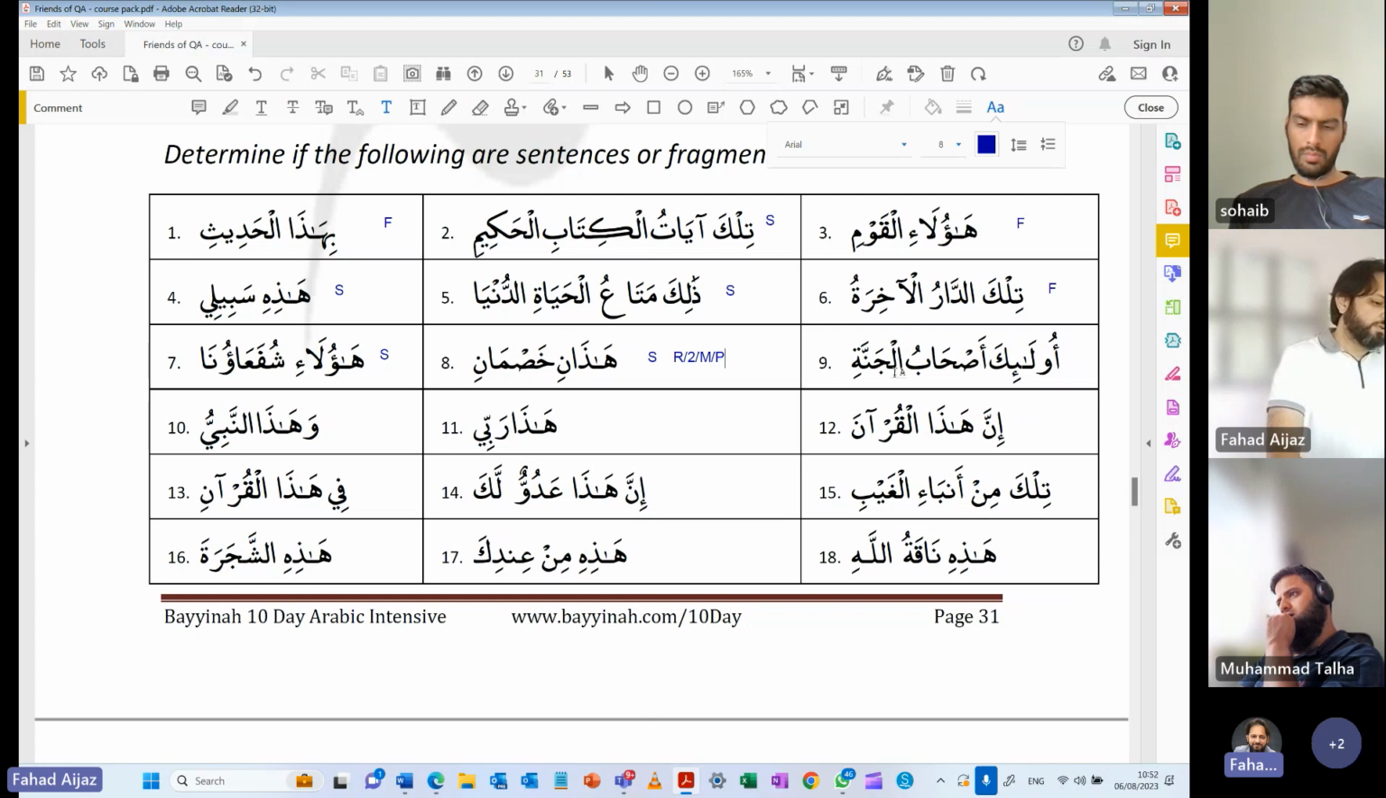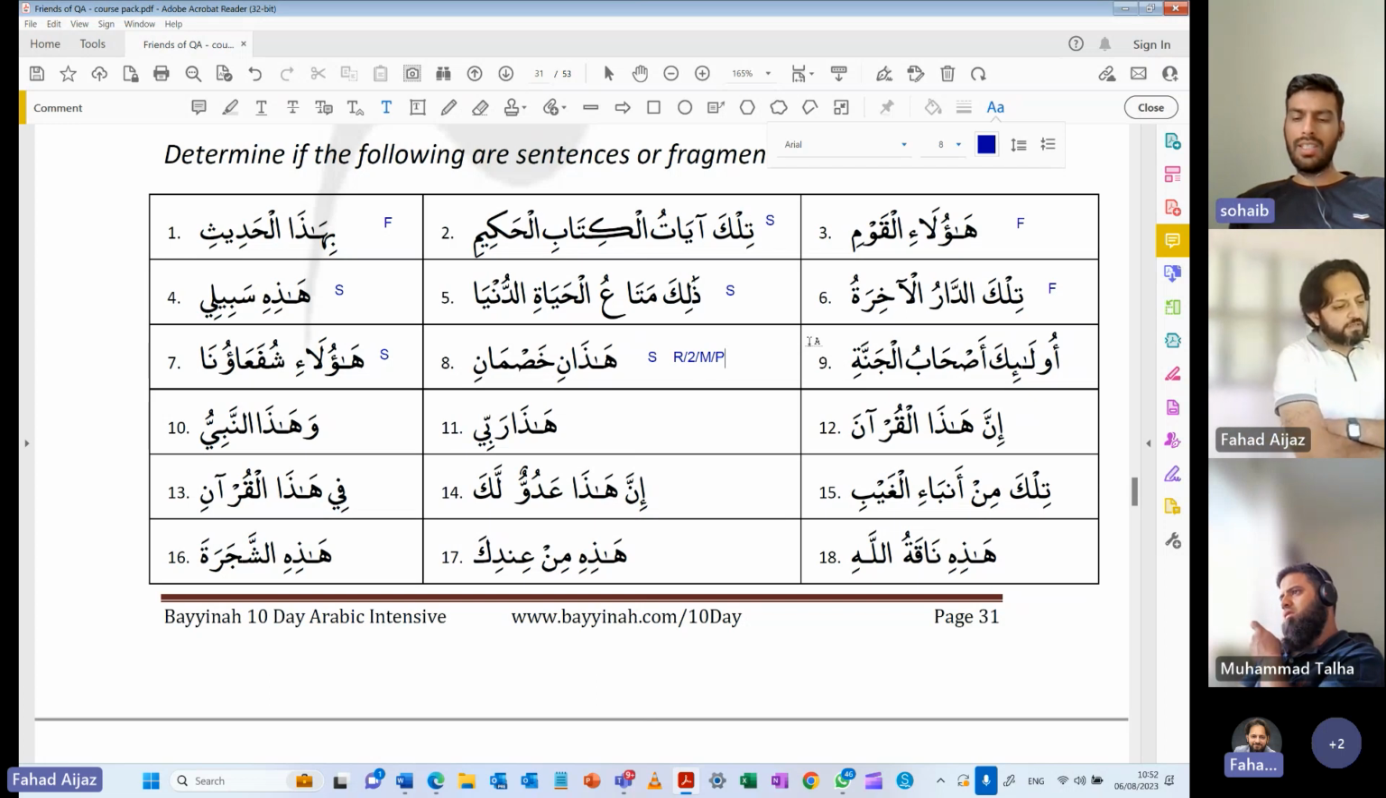Ulaika ashabul jannati is a sentence, and Ashabul Jannat is an idafa, mudaf and mudaf ilaih. Let's see if you can translate this. Can you translate ulaika ashabul jannati? Do you know what ashab is?